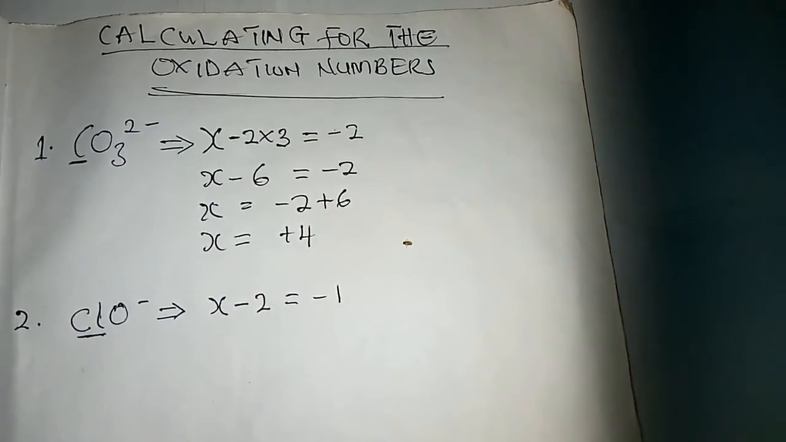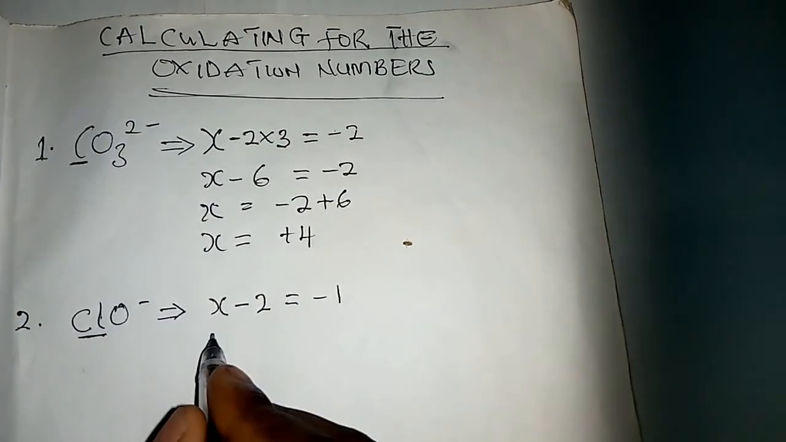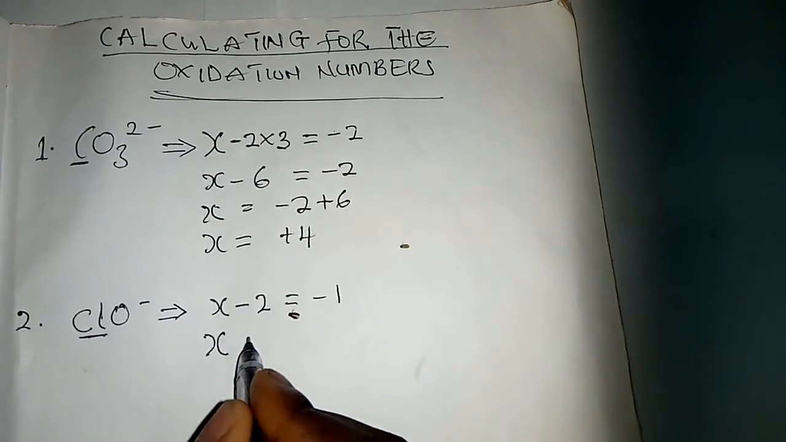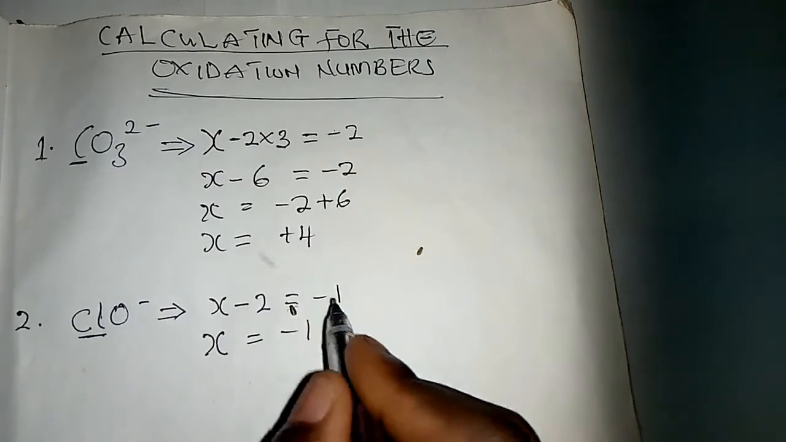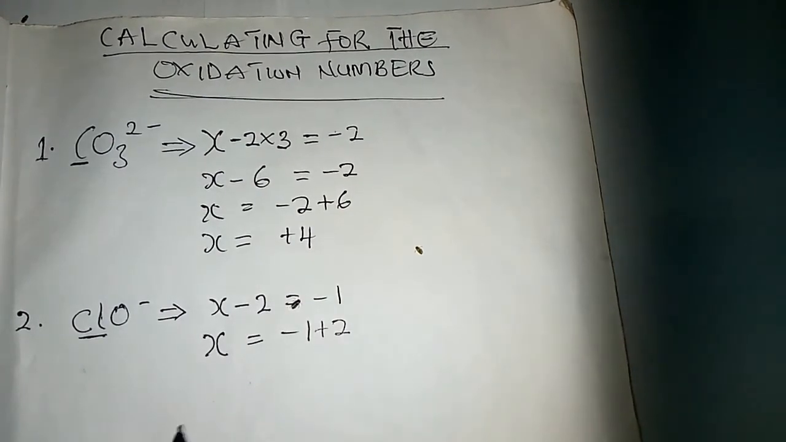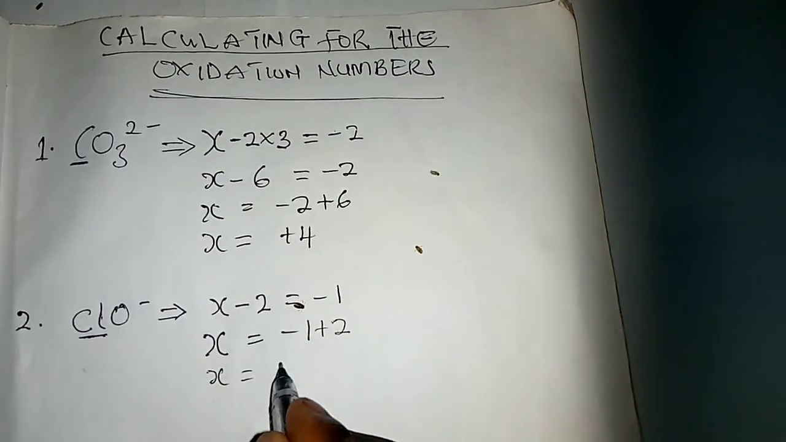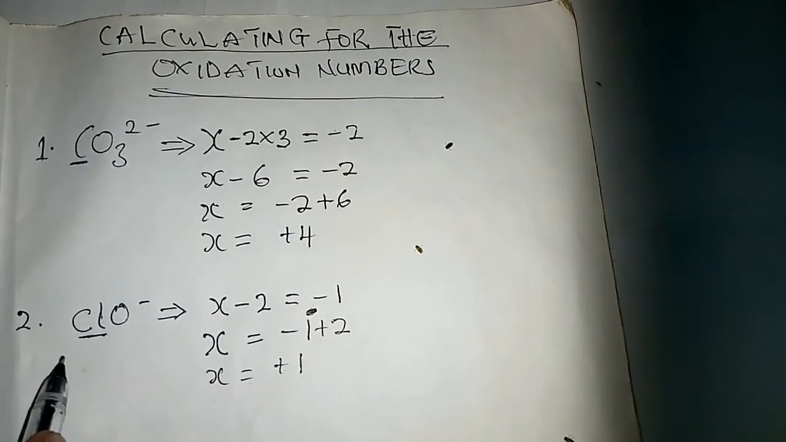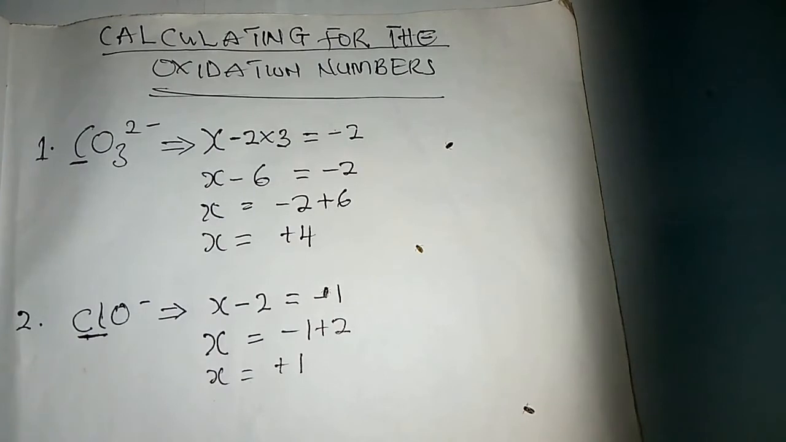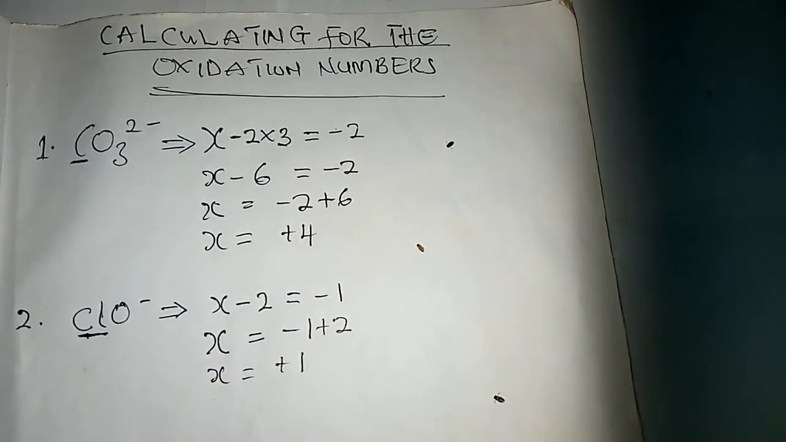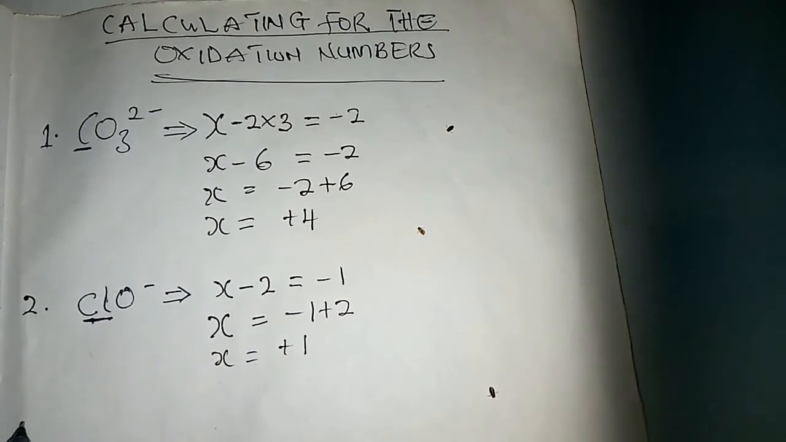Okay, so what we need to do here is make X the subject. So X is now equal to minus 1, and then this negative 2 crosses the equals sign and becomes plus 2. And then you see that our X is equal to plus 1. So the oxidation state of chlorine here is plus 1. Okay, so let's move on to take another example.